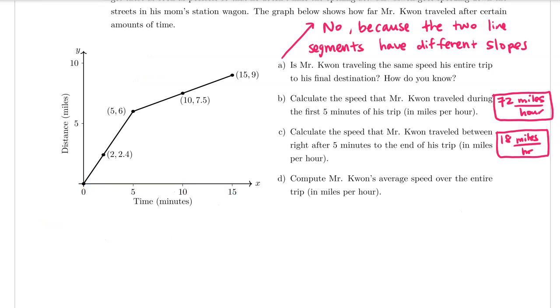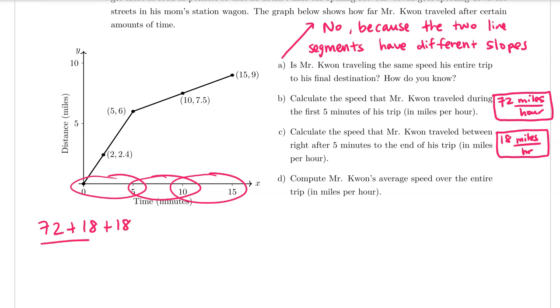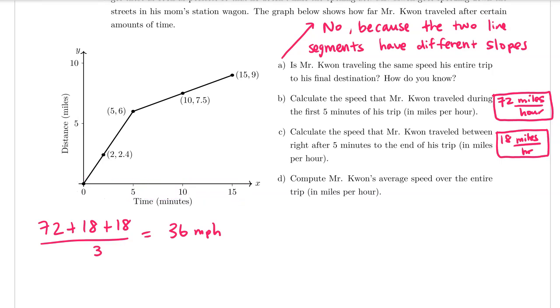So there's two different ways that we can go about this, at least two different ways I'm going to show you right now. So one way is that if we continue to think about this being broken into 5-minute increments, then we can do 72 plus 18 plus 18, and then divide this by 3. And if we do that, you end up getting 36, and then our units on this is going to be miles per hour.